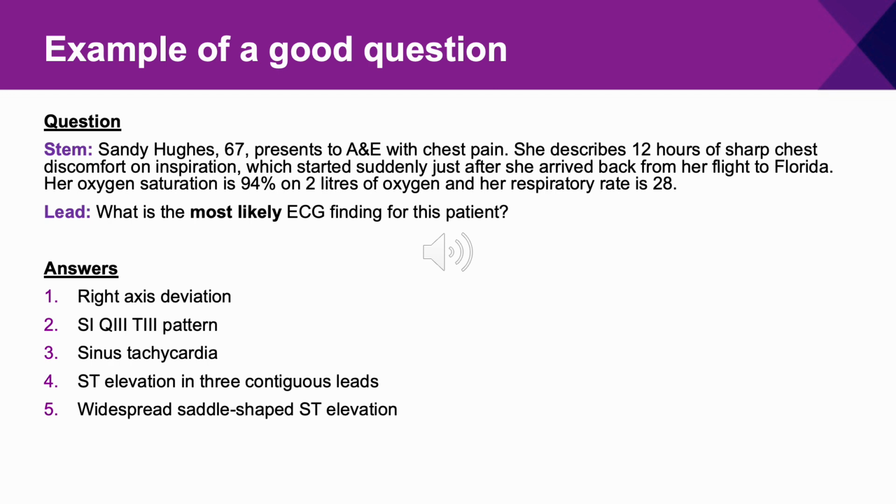I'll pause a minute just for you to look at the answers. Maybe immediately we realize that they are in alphabetical order. They are kept short to an extent. They are homogeneous, so all of them are about ECG findings. They are plausible. All of them are plausible.